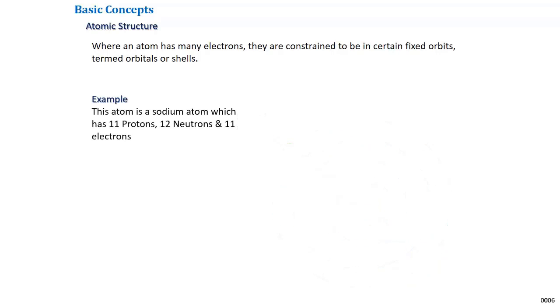Here is an example of a sodium atom, which is a metal. A sodium atom has 11 protons, 12 neutrons, and 11 electrons. In the nucleus, we have the 11 protons and the 12 neutrons. And the electrons are arranged in shells about the nucleus as follows.